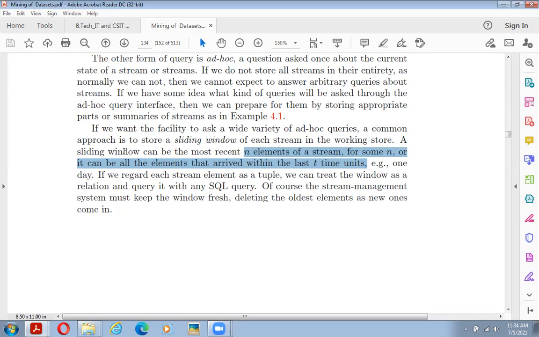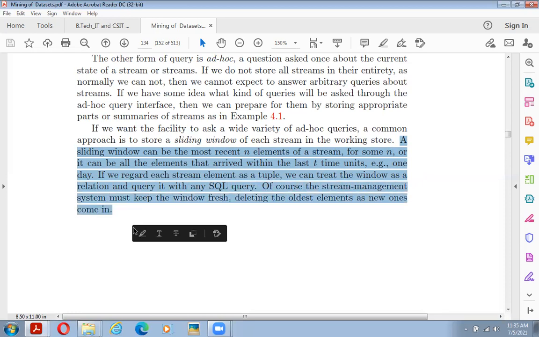Of course, the stream management system must keep the window fresh, deleting the old elements as the new ones come in. This is how the sliding window works, and it is one of the most important things to understand. A sliding window can be the most recent n elements of the stream, or elements that arrive within the last t units, for example one day. If we regard each stream element as a tuple, we can treat the window as a relation and query it with SQL. The stream management system must keep the window fresh, deleting the old elements continuously.